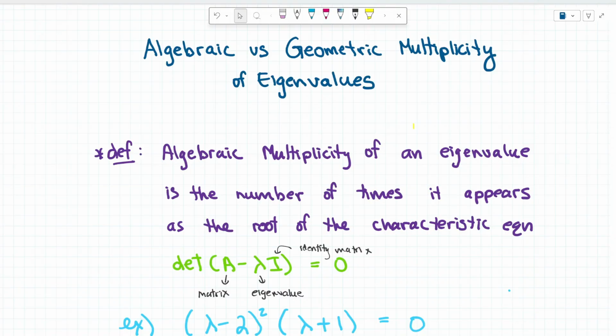definitions for algebraic and geometric multiplicity for those of you who are just joining me for the first time today. If you've already seen that, feel free to skip to the example. I have it pinned down there in the description, so I might see you then.